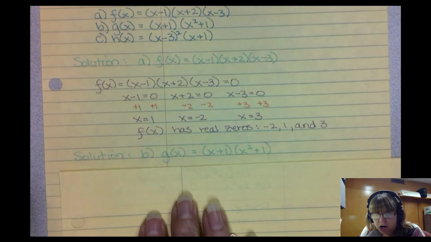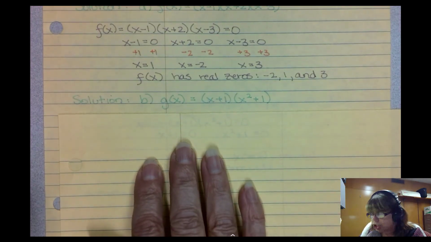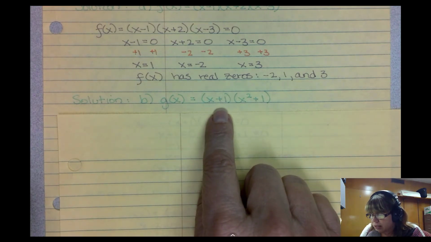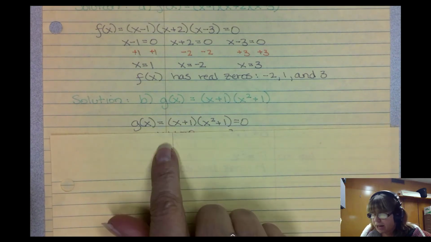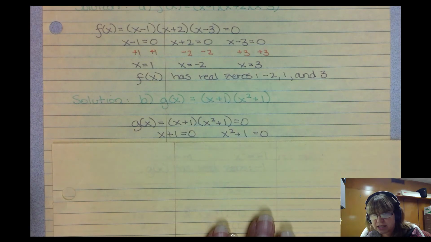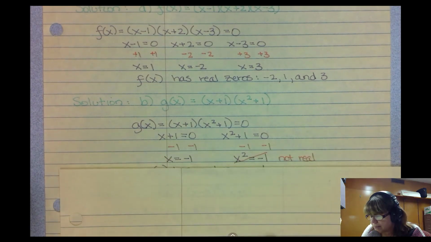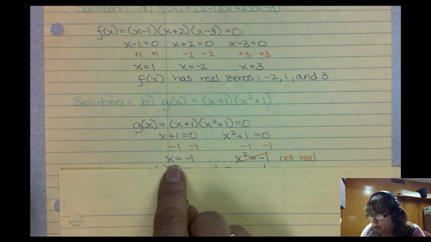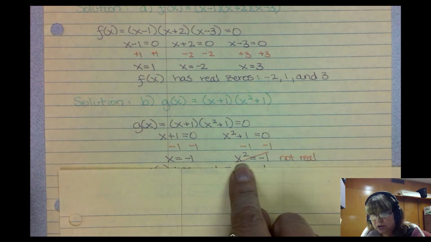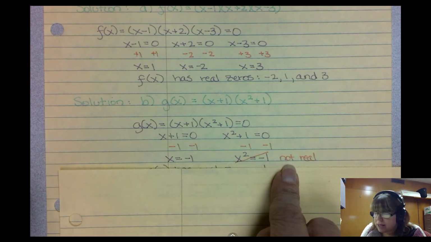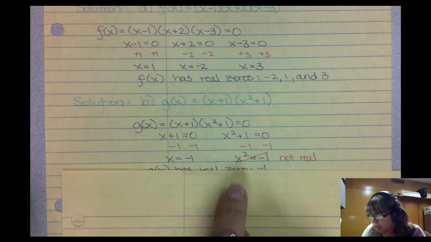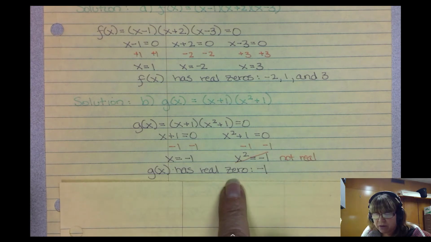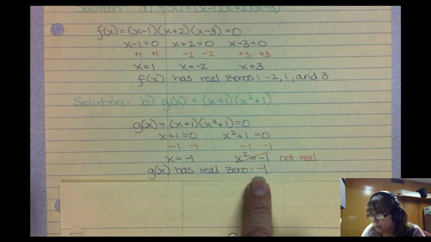Now let's look at our second one, g of x. g of x equals x plus 1 times x squared plus 1. Let's set this equal to 0. We'll break off each factor, set each factor to 0, and solve each one. Subtracting 1 from each side, we get x equals -1. Subtracting 1 from each side of the other, we get x squared equals -1. This is not real. It's a beautiful value, but it is not in the real numbers. So g of x only has one real zero value, and that is x equals -1.